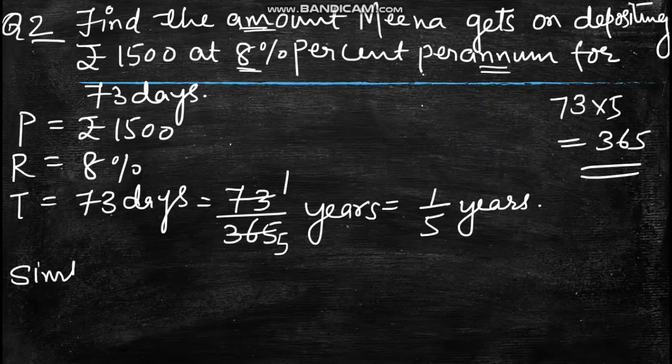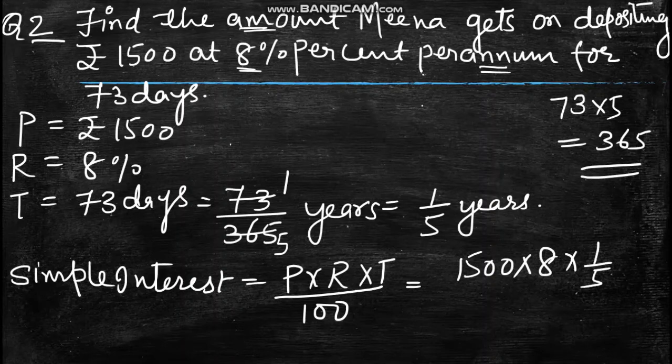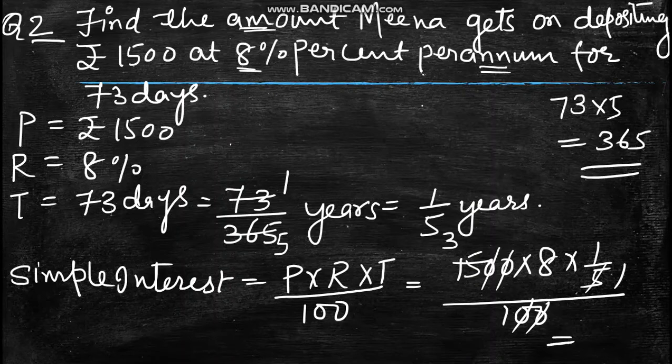So simple interest will be equal to P into R into T by 100. What is your P here? 1500. R is 8 and T is 1 by 5 and whole divided by 100. Cancel 0, 0. In the numerator and denominator, 5 ones are 5 and 5 threes are 15. 8 threes are 24, so rupees 24. Simple interest SI is equal to rupees 24.